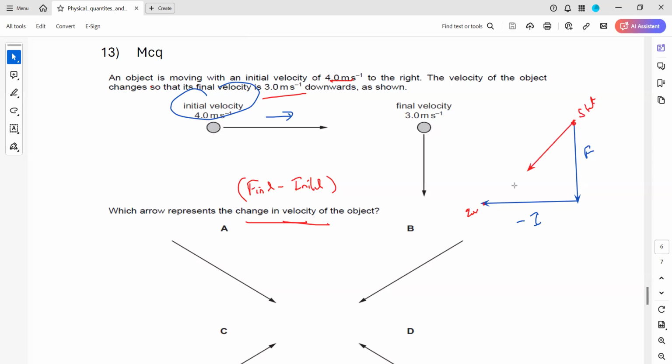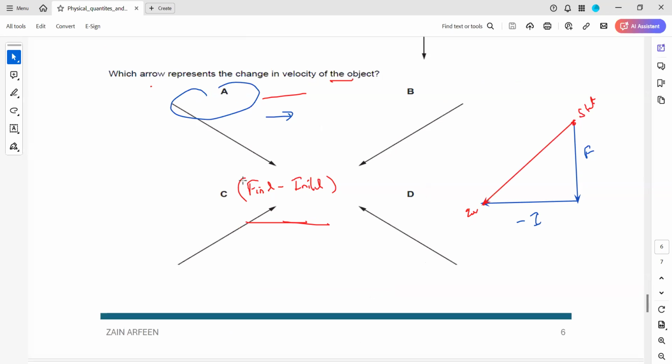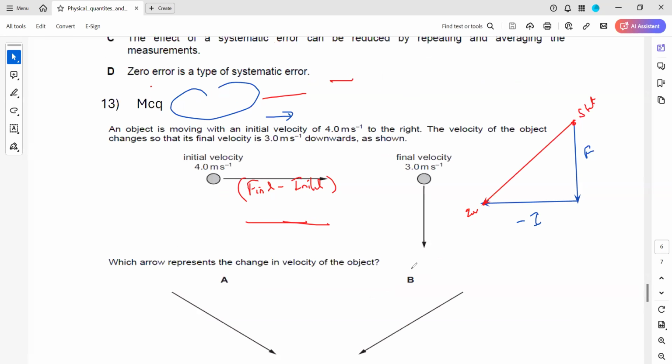So what will be the change in the velocity? This arrow will represent the change in velocity. So you check which option it matches with. It matches with option B. So B will be the right answer.